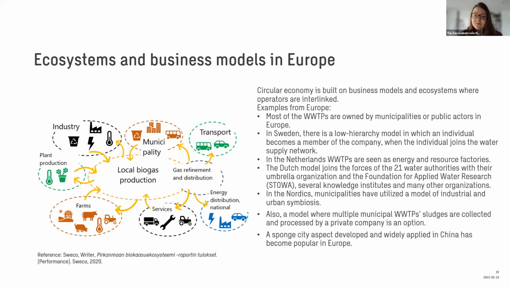In the Nordic countries, municipalities have utilized the model of industrial and urban symbiosis, where they support each other, and also a model where multiple municipal wastewater treatment plant sludges are collected and processed by a private company. It is an option. And the sponge city aspect, developed and widely applied in China, has become popular in Europe.